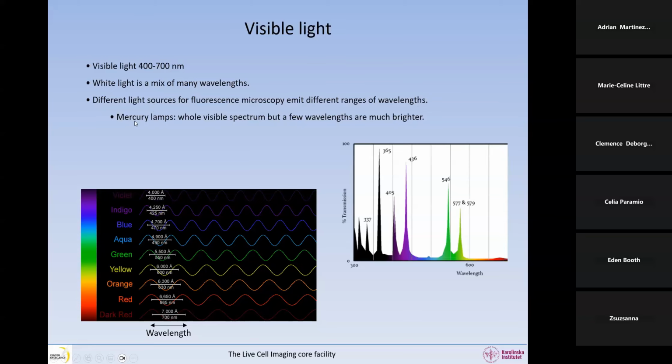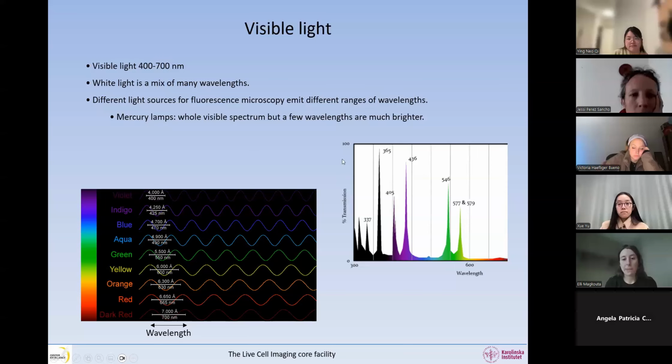I'm not sure if anyone has a mercury lamp in their microscope this year. Does anyone know if they have a mercury lamp? You guys have a lamp on your microscope. People who would be using a simpler wide field system would have mercury lamps. Anyone has a mercury lamp? Nobody? No, I don't think so, because I've been looking at what you guys have. I don't think you have a mercury lamp.